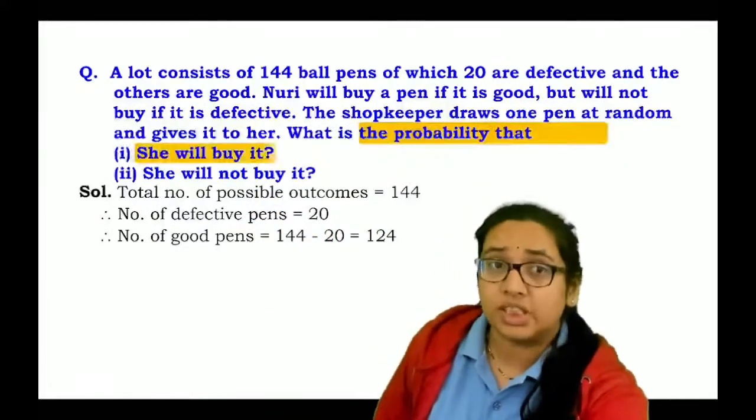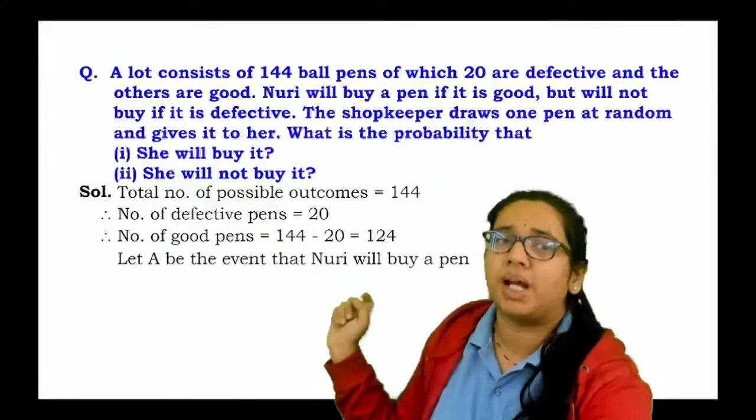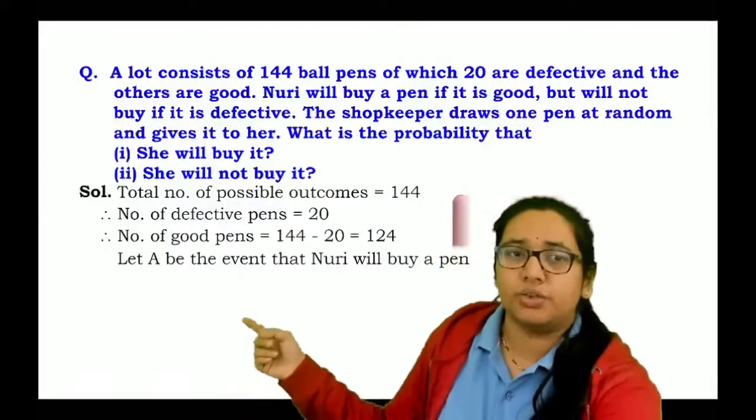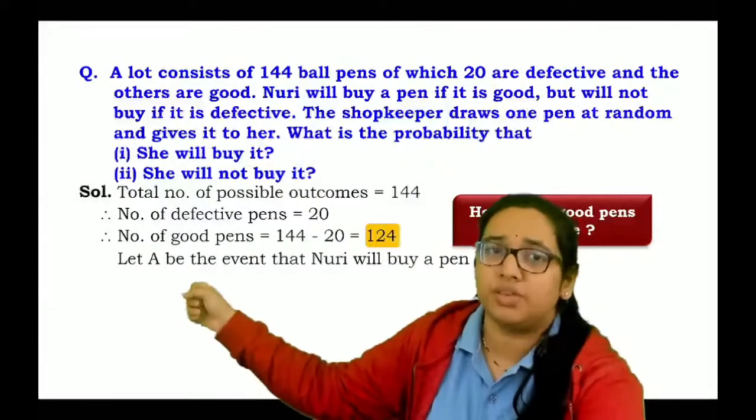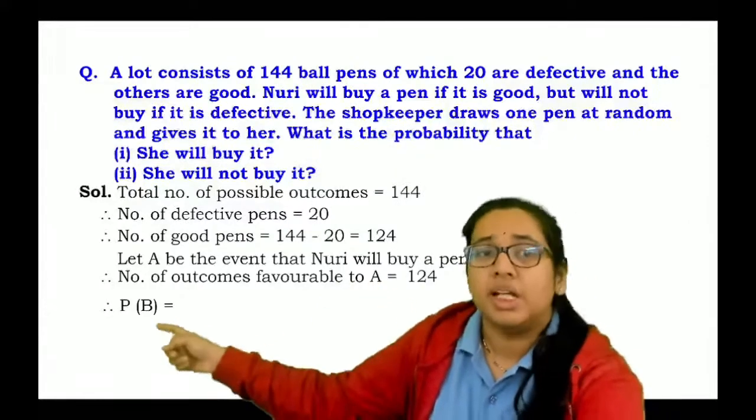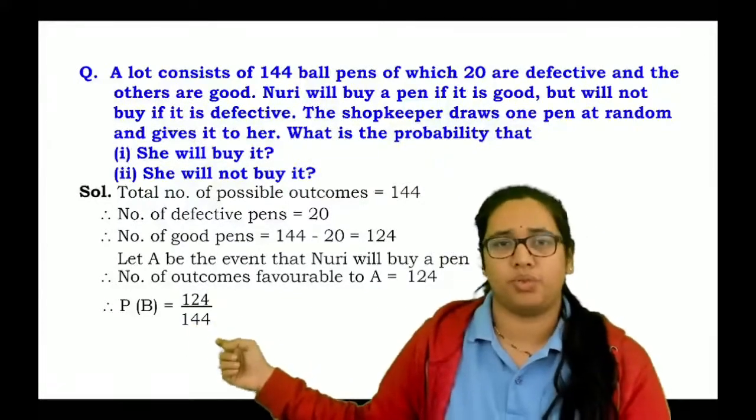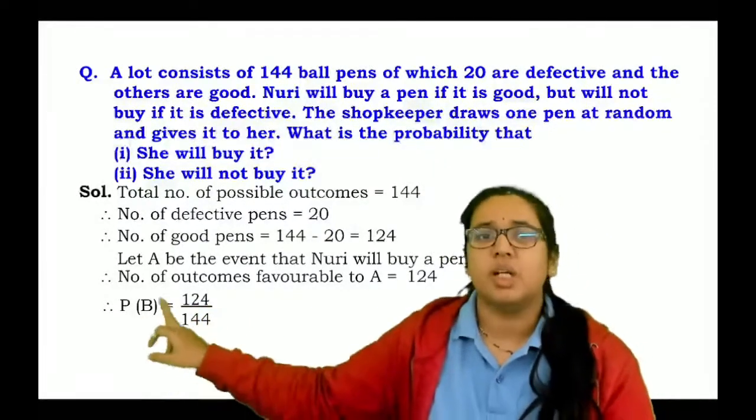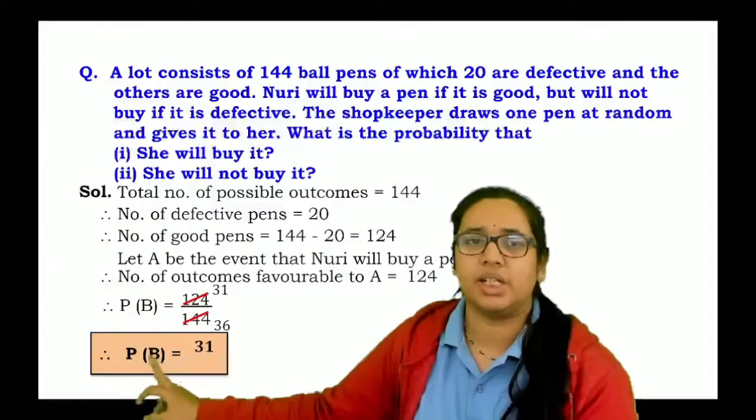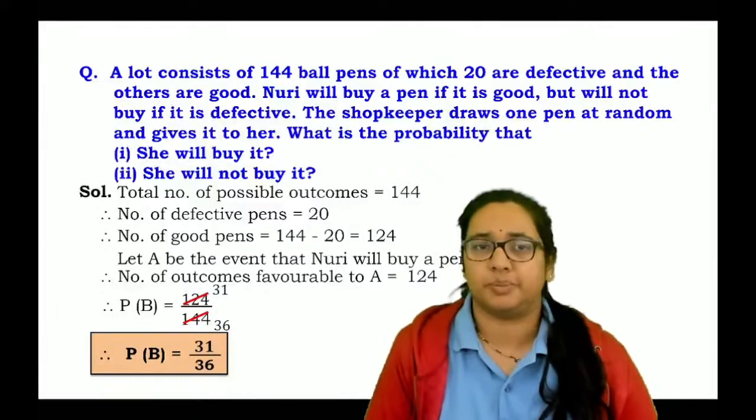So, for that, we will consider the event: let A be the event that Nuri will buy a pen. Nuri will buy the pen if it is a good one, right? Therefore, favorable outcomes for this event equal 124. Hence, probability of this event equals 124 upon 144. There should be A instead of B. Probability of A equals 124 upon 144. Hence, you get the required probability equals 31 upon 36.